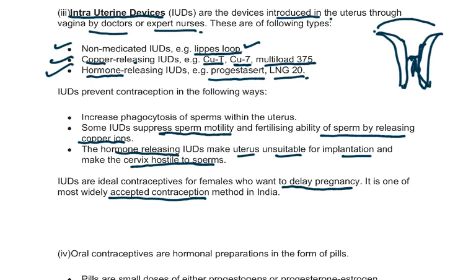So these devices, as they are fitted within the uterine cavity, are called intrauterine devices. I again repeat, they are of three different types. One is a simple loop-like structure, called Lippes loops, followed by copper releasing and hormone releasing devices.